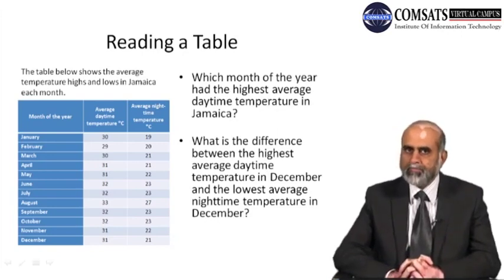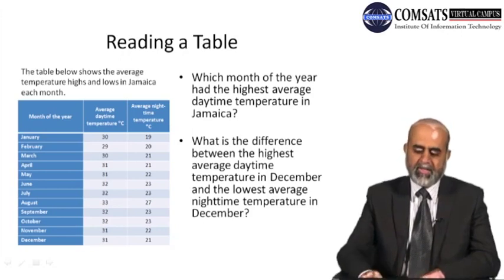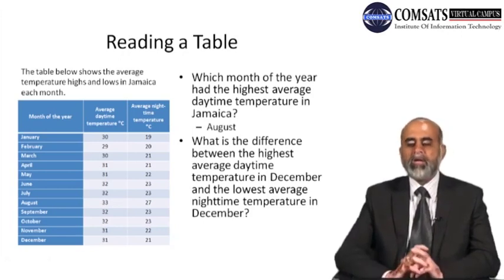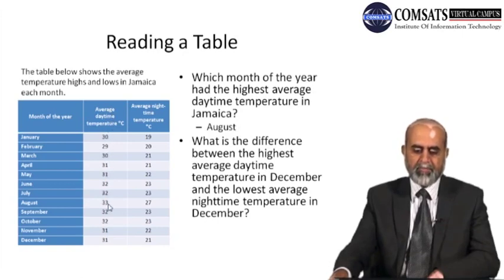What's the answer? Okay, you are still working. Great, your answer is correct. It is August, because in August we are looking for which month of the year had the highest average daytime temperature. So this is average daytime, and we'll look for the highest, which is 33, and that was in August.